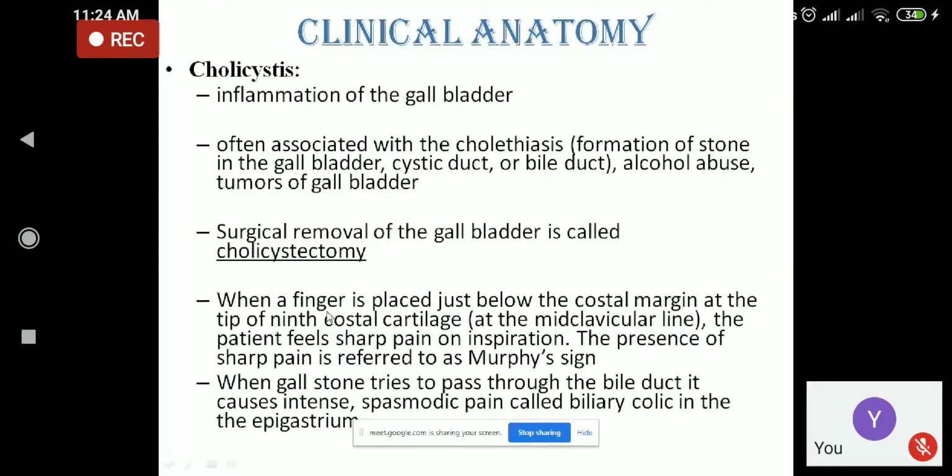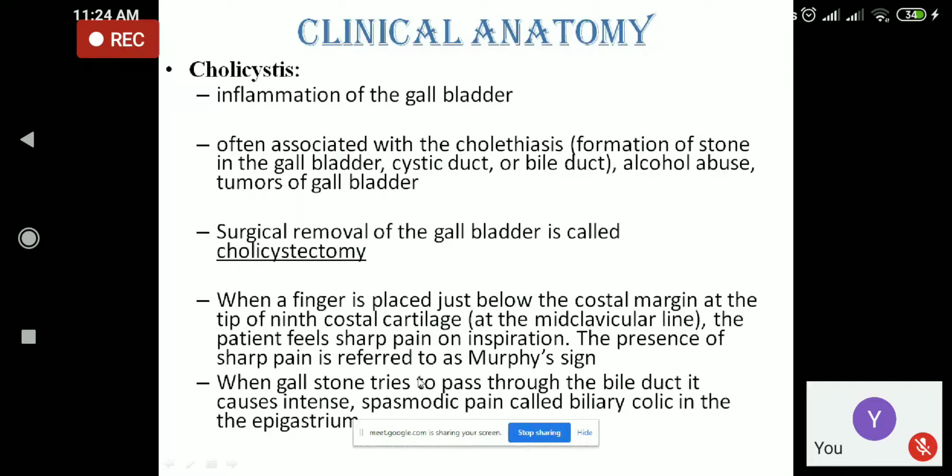When the finger is placed just below the costal margin at the tip of the ninth costal cartilage in the mid-clavicular line, the patient will feel sharp pain on inspiration. The presence of sharp pain is referred to as Murphy's sign. Why did I tell you the tip of the ninth costal cartilage? At the mid-clavicular line, the fundus of the gallbladder is palpated. So Murphy's sign is positive in case of inflammation of the gallbladder, when the tip of the ninth costal cartilage is palpated.